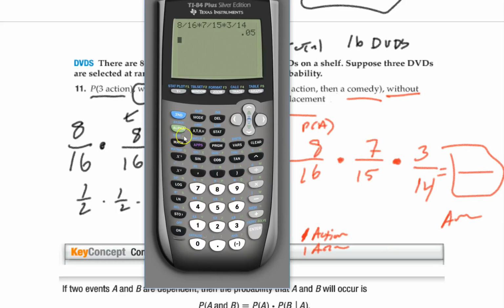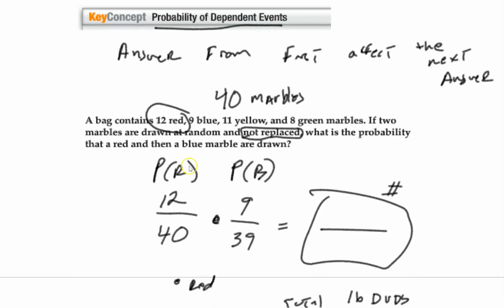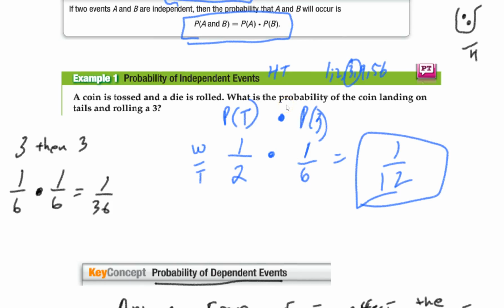Remember, if you want to make it a fraction, very simple. Just go to math, hit fraction. 0.05 you should know how to do. It's 5 over 100, which is 1 over 20. But whatever, so you get that, or 0.05. Either way it works. I don't care. Decimal, fraction, it's all the same to me. So that's dependent, right? Dependent, odds change. Independent, you just multiply across.